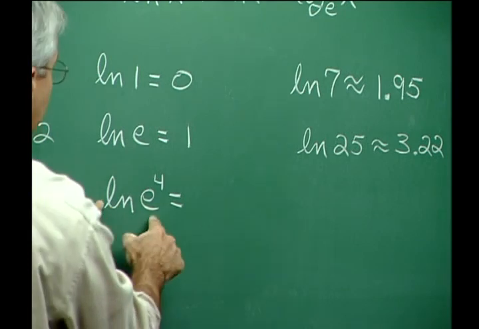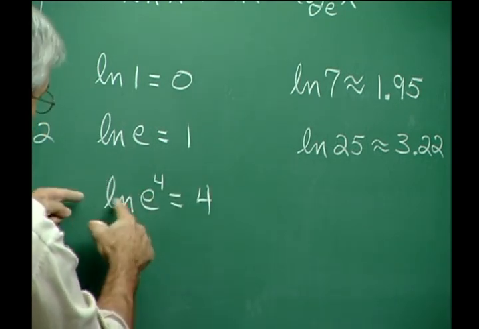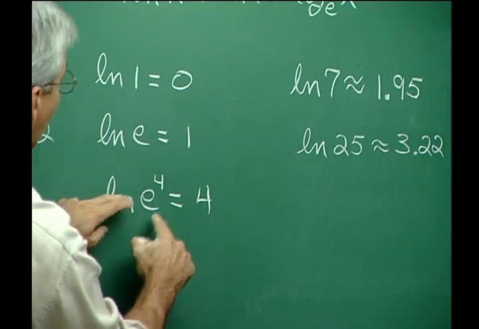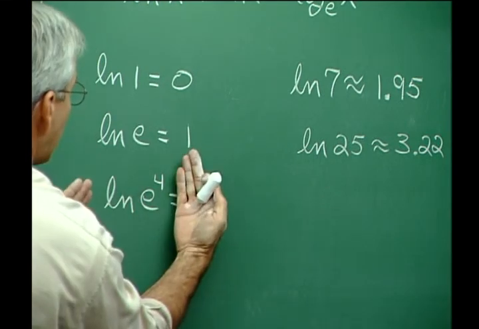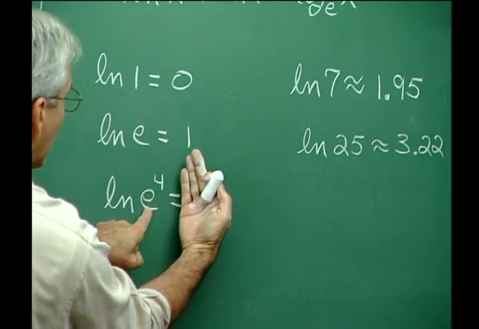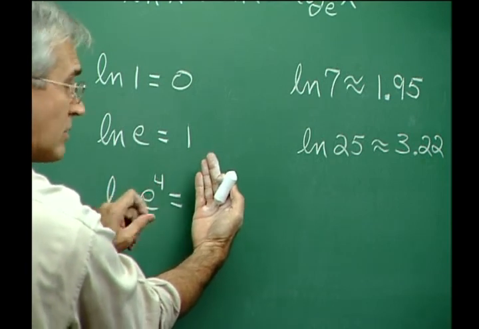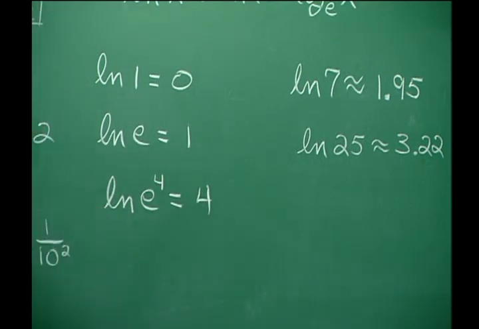And again, ln e to the fourth is simply 4, because we discovered that this is log base e of e to the fourth power. And this is a request for the exponent on understood e that will give e to the fourth. What exponent needs to be applied to that e? Well, a 4 does, you see. So we just read it off like that.